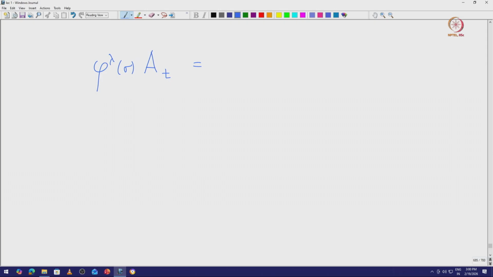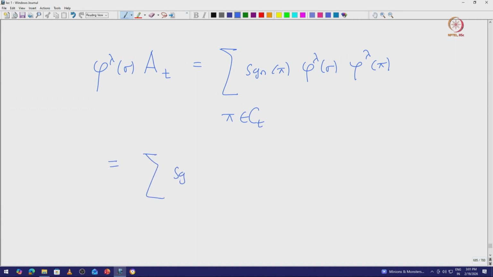By definition of A t, you can see that this is the summation of sign of pi and phi lambda of sigma, phi lambda of pi, where pi varies over C t. Okay. So, this is just by definition. Note that phi lambda is nothing but a group homomorphism. So, you can rewrite this as the summation of sign of pi phi lambda of sigma pi, where pi runs over C t.